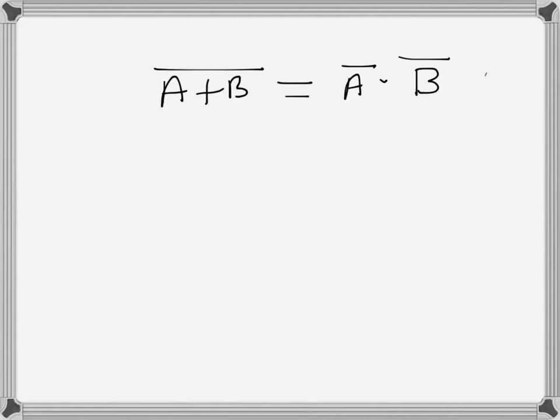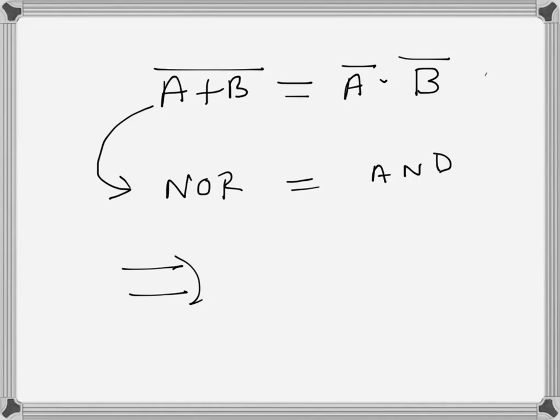This is one form of De Morgan's theorem, and here what we observe is this one can be implemented using a NOR gate, while this one is an AND gate and two inverters. So basically this side is like that, while this side will be two inverters. So A and B are first inverted and then ANDed. So this is one form of De Morgan's theorem.